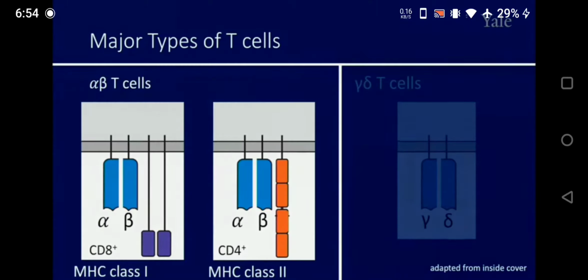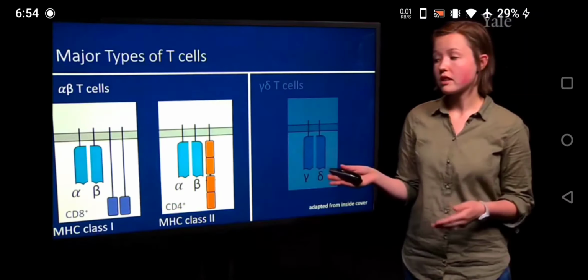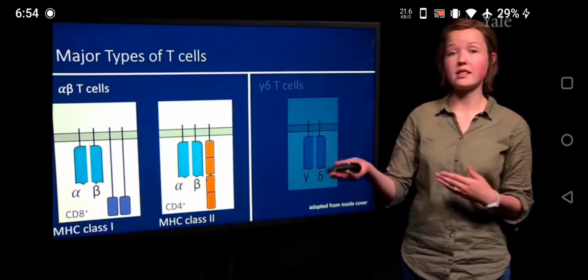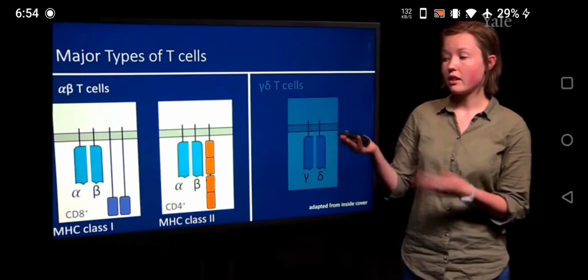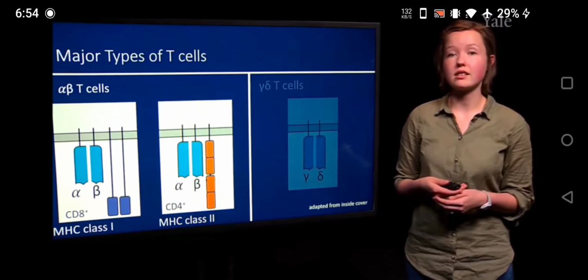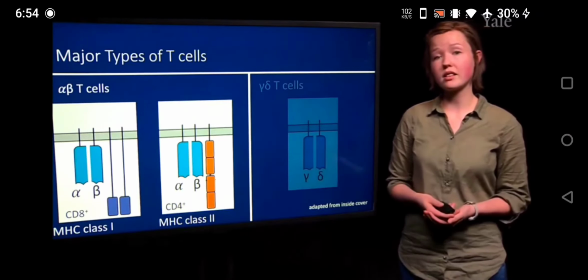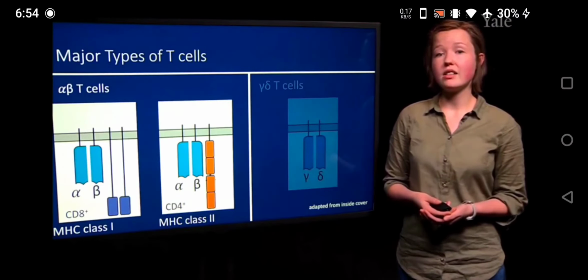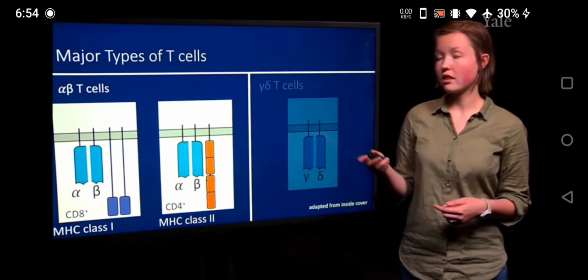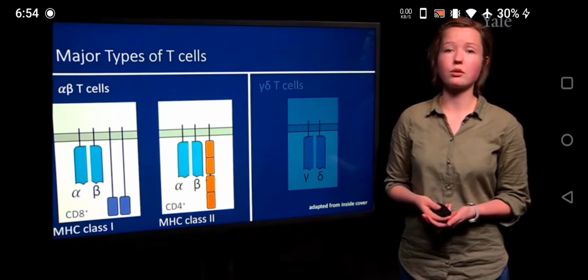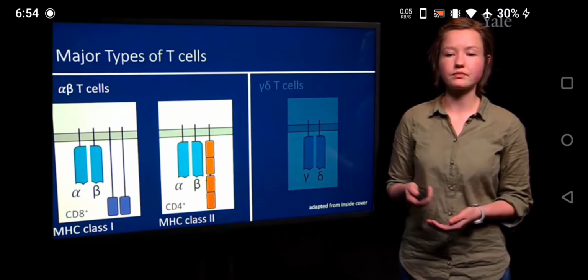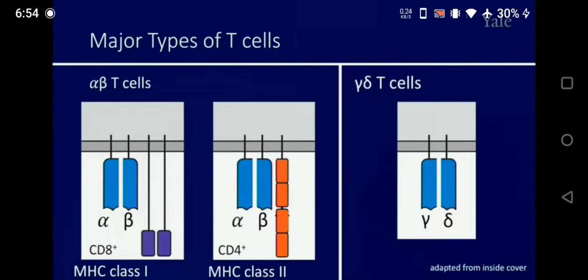These have the CD8 co-receptor, which, if you remember from our antigen presentation lecture previously, facilitates interaction of this alpha-beta T cell with MHC class I when it recognizes its antigen. Conversely, there are also CD4 positive alpha-beta T cells, and these will interact with their cognate antigen through MHC class II. The other major type of T cell are these gamma delta T cells.